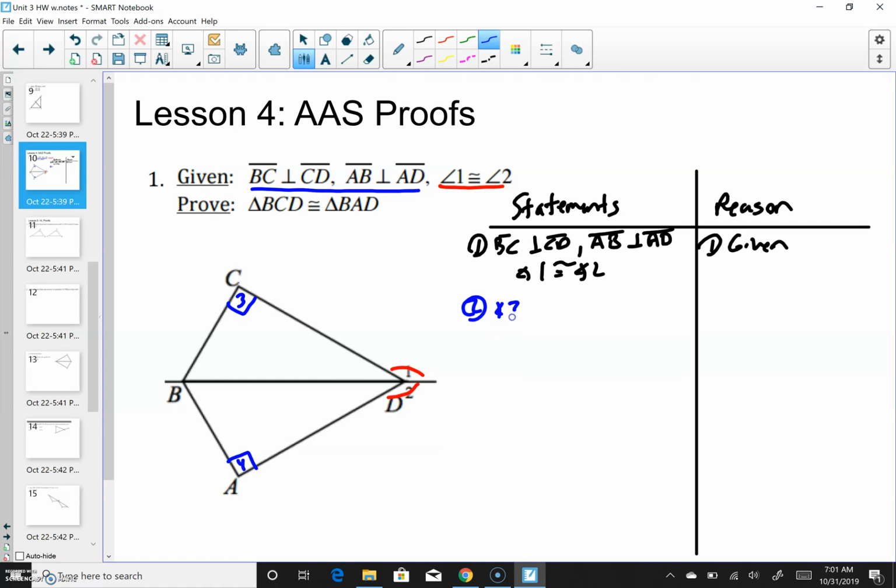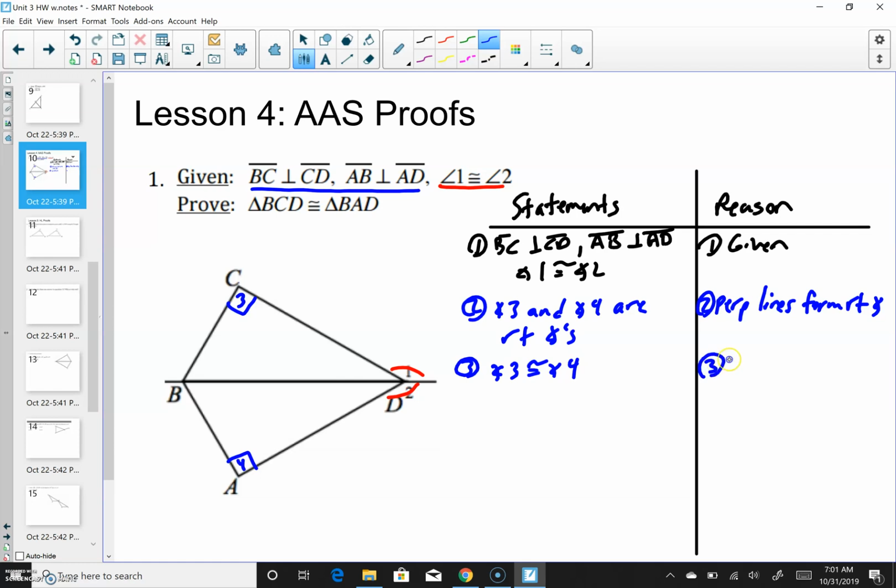Remember, perpendicular takes 2 steps. Angle 3 and angle 4 are right angles. And the reason for that is perpendicular lines form right angles. All right. And then right after that piece, we can always say that since all right angles are 90 degrees, we know that they're all congruent to each other. So step 3, angle 3 is congruent to angle 4. All right angles are congruent. So there's going to be one of our angles that we're going to use in our picture.